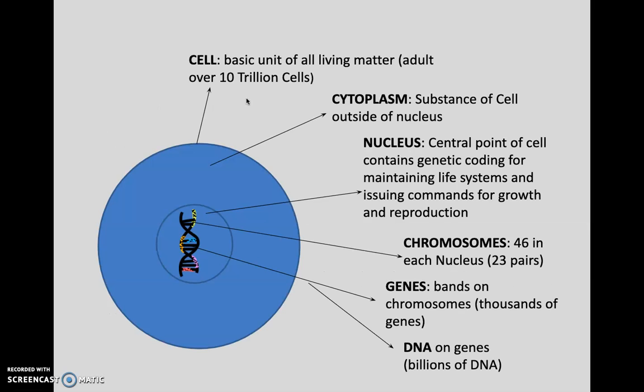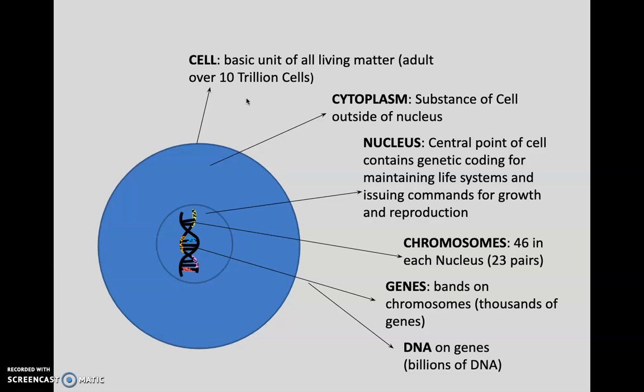Then we have our cell. Some of this should be a review from your biology classes. A cell is the basic unit of all living matter. An adult has over 10 trillion cells in their body. Inside that cell, we have the cytoplasm, the substance of the cell that surrounds the nucleus. The nucleus is the central point of the cell that has our genetic coding information, and this really dictates our growth and our reproduction.